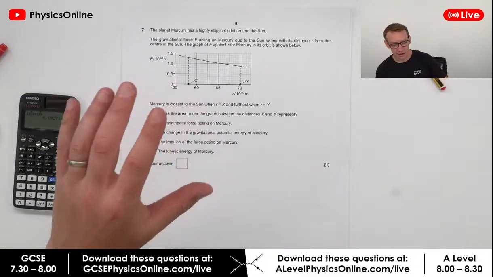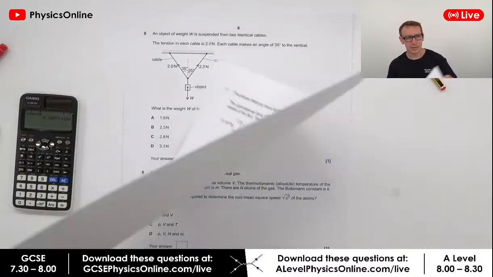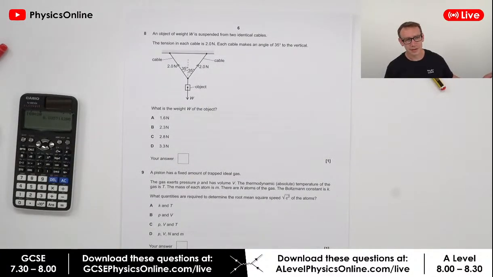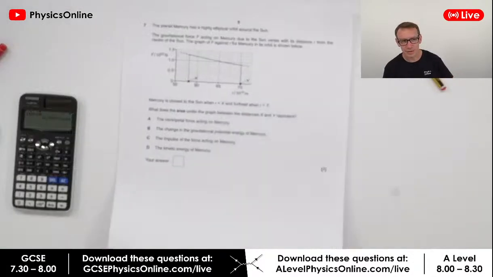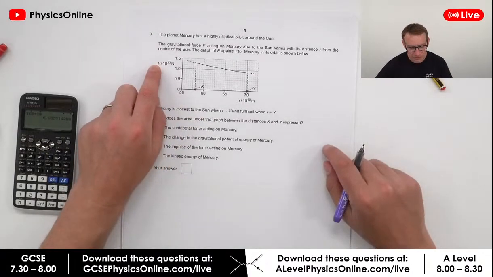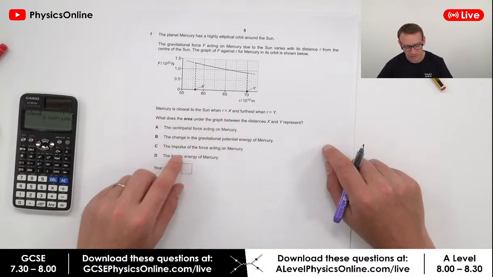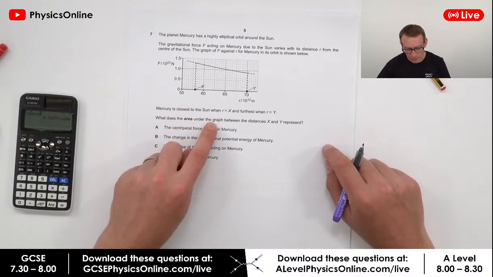There's a load of stuff here. I would say if I saw a question like this, it looks like there's a lot to read, so I just skip it and move on and come back to it at the end. Okay, we're not going to do that. We're going to keep it in order. So what we have is a graph of force in newtons, and we've got the radius in meters. And we want to know what the area represents.